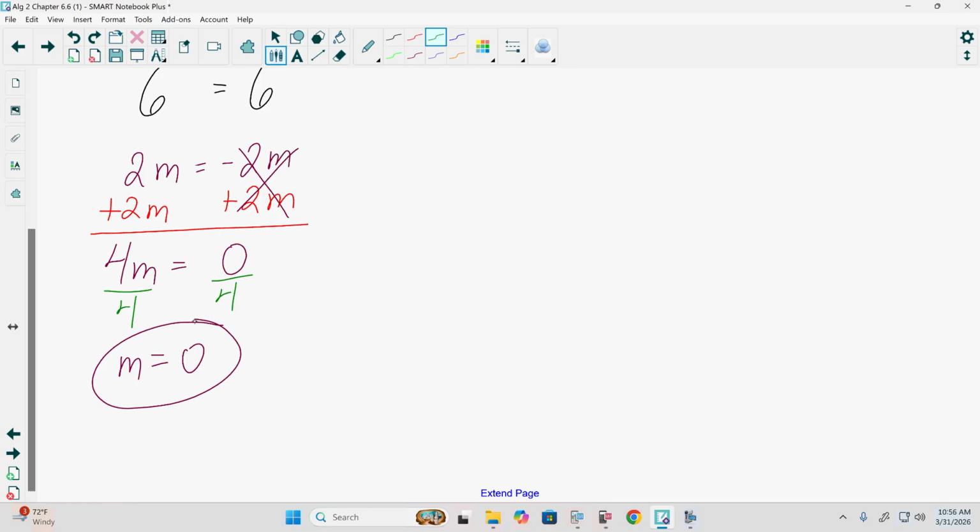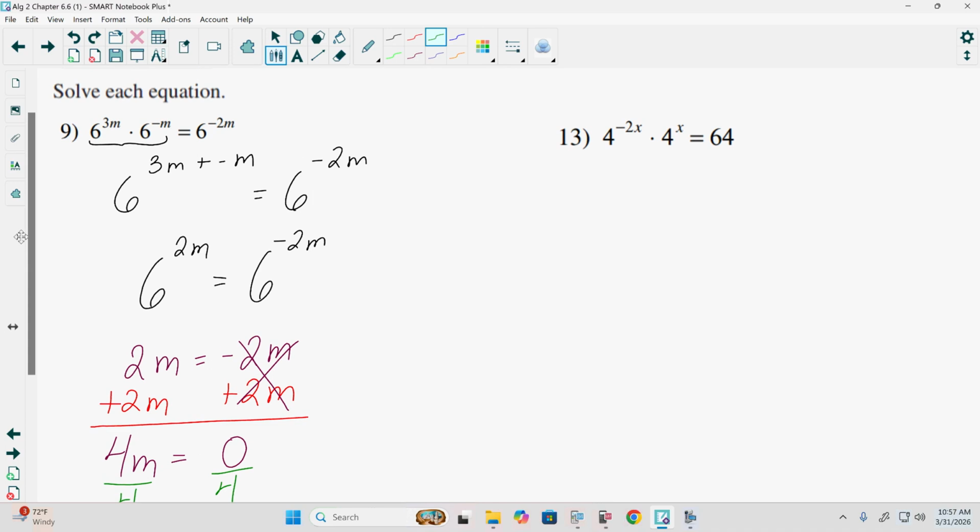We do need 1 base on either side. So I couldn't have just gone straight from the starting problem here to setting the exponents equal to each other, because I need one base on either side. Does that make sense? So I can't just, for the next one, start off with negative 2x times x equals 1. I need the bases to be the same, and I have to have one of them.